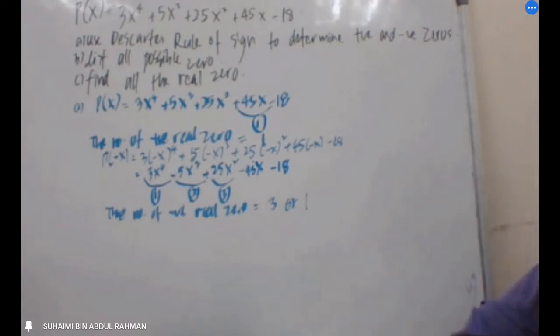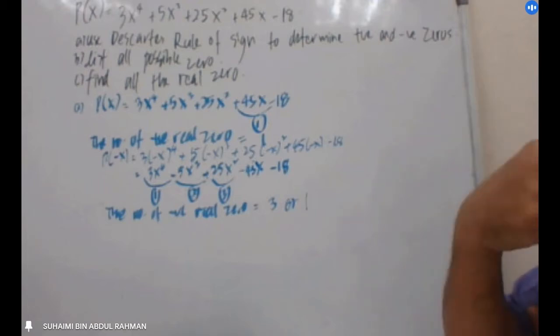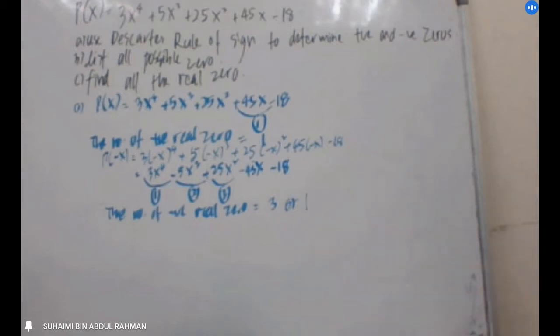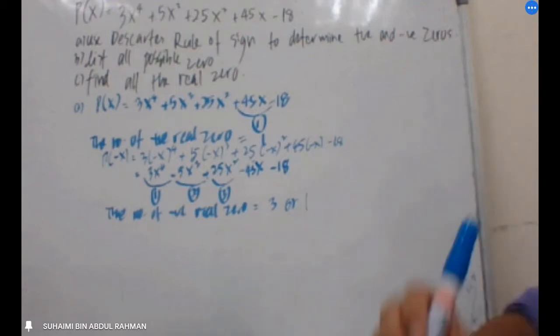To determine how many zeros our polynomial is supposed to have. Remember that the zeros of a polynomial are the numbers which make the polynomial 0. Numbers which make our polynomial 0. That's the zeros of a polynomial. Right.